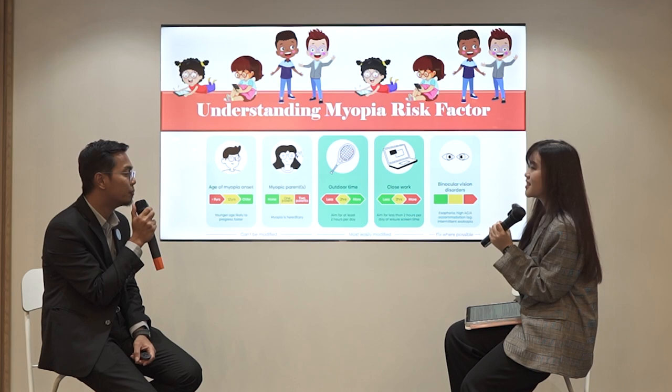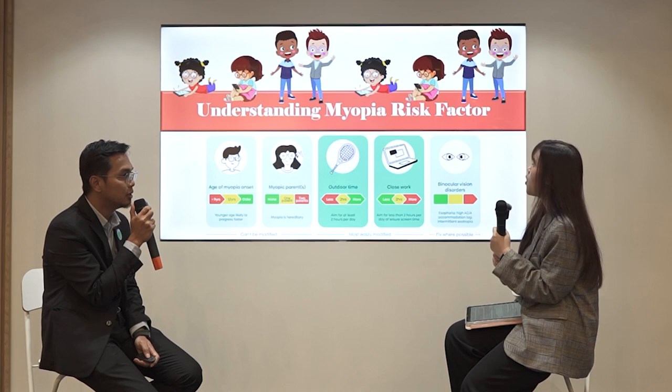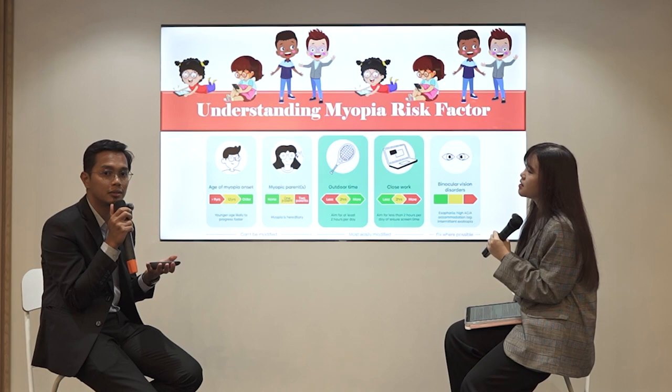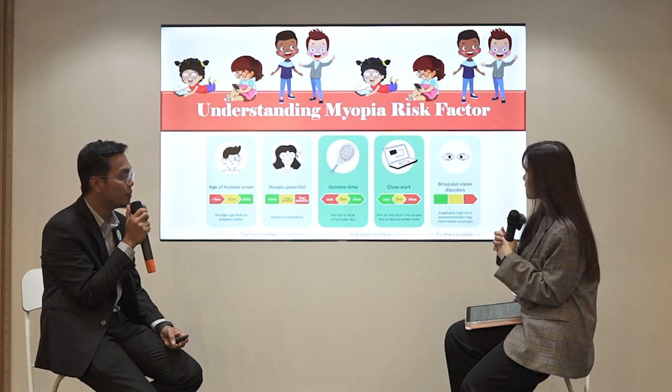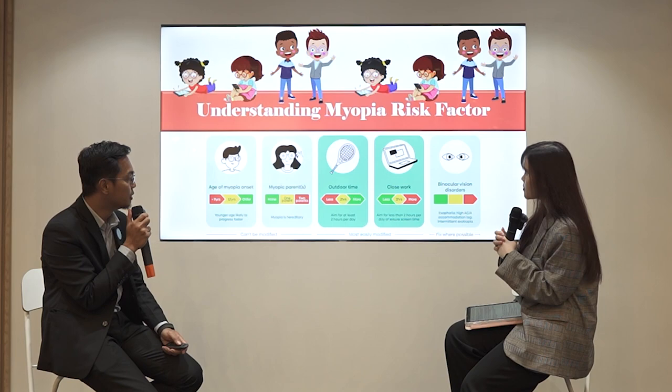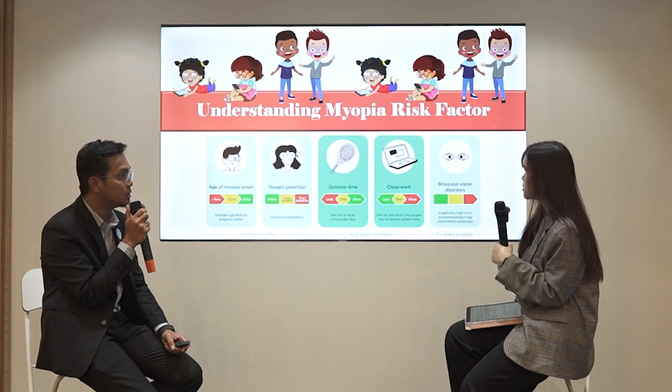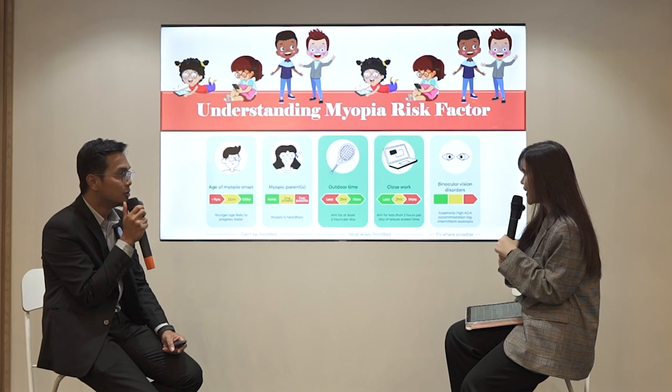And another one is close work. If you do a lot of near work, near reading, near activities like tablet, phone, screen time, your risk of getting myopia, or the probability of your power progressing faster, is also higher. So we normally recommend less than 2 hours of screen time or near task, excluding the school time, per day.